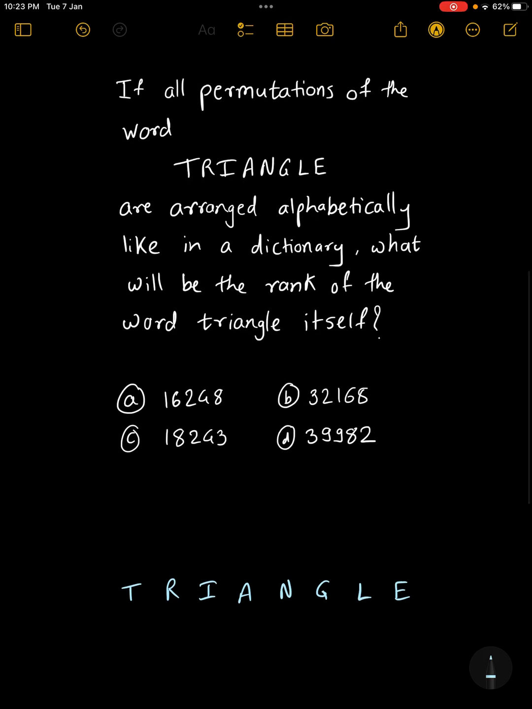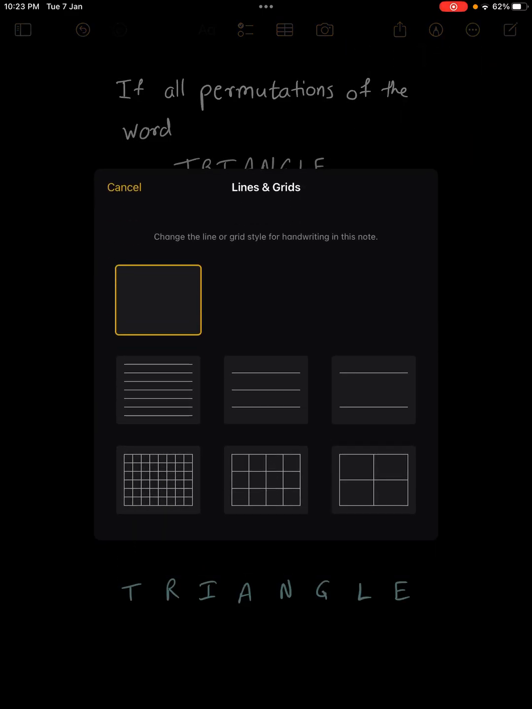Let's read. If all permutations of the word triangle are arranged alphabetically like in a dictionary, what will be the rank of the word triangle itself? First try by yourself, then let's see the shortcut directly.